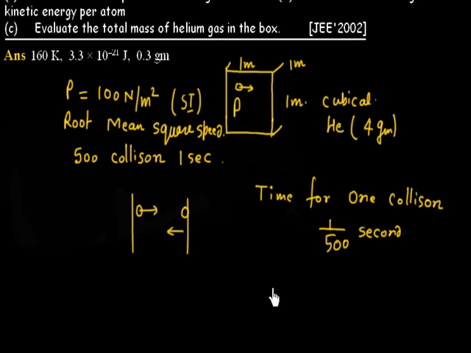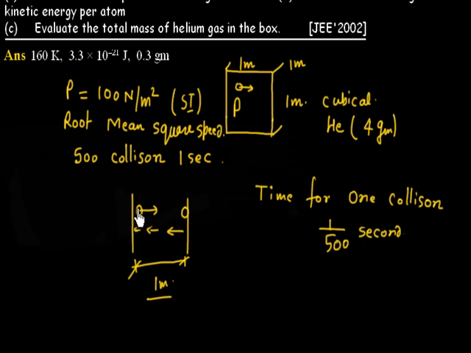Now the question is how much distance is traveled for one collision. You see, if this molecule collides here, then it will collide again. So let us say this molecule is coming and it collides, then goes back, and then comes. So if it collides with this wall again, it has to travel a distance 2L. This distance is 1 meter, so it has to travel a distance of 2 meter.